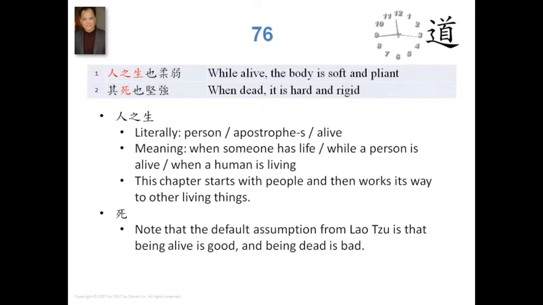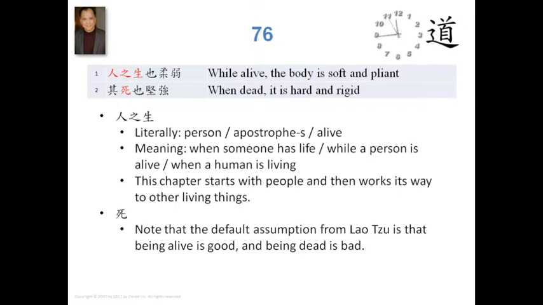What do I mean by that? Well, in this particular chapter, and this is the same thing carried throughout the entire Tao Te Ching, the assumption is always the same, that being alive, living, having life is good. Death is bad. So this is depicting a positive quality, a positive context. Line 2 is depicting a negative context. I want to make sure that's very clear for you.